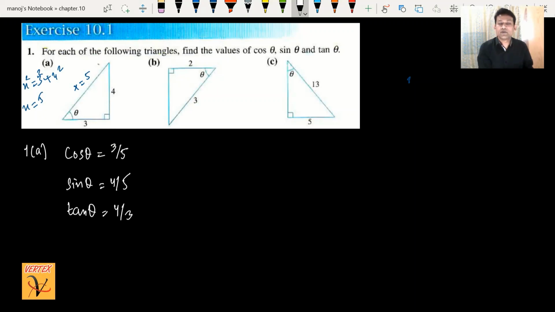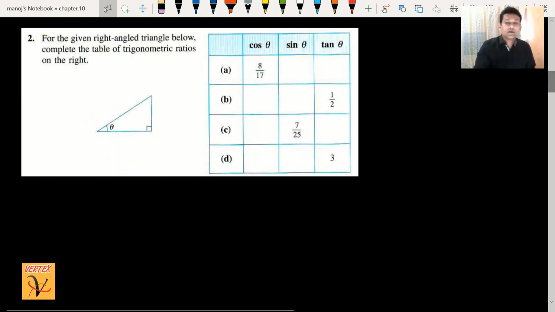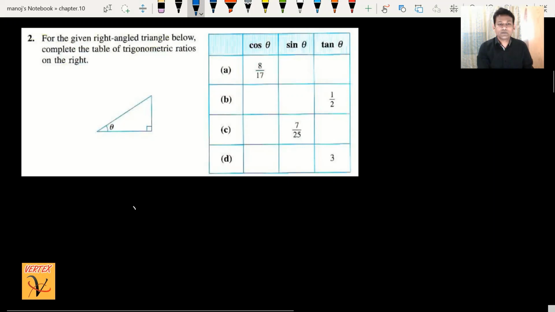Okay, I'm moving to question number 2. In this part also there is no problem. It's very simple. As I'm doing the book's questions, I have to explain something. Question 2, cos theta is 8 upon 17, adjacent upon hypotenuse. So when you have 8 upon 17, you can make 17 square equals 8 square plus x square. By using this you can find the value of x, and you can write all the ratios.